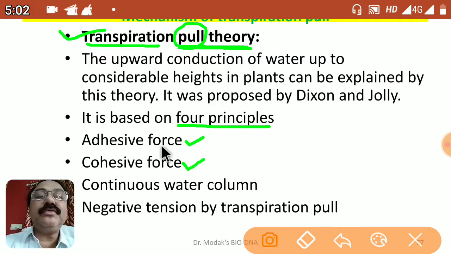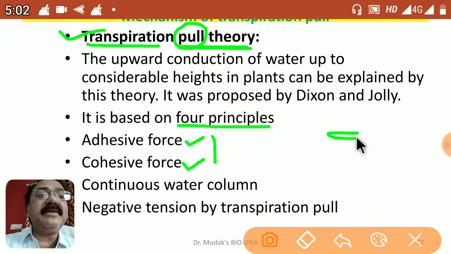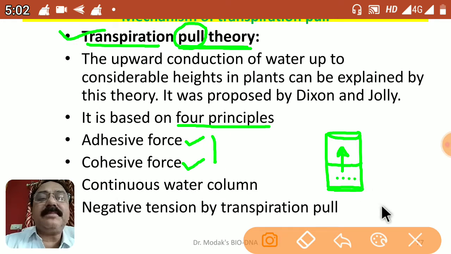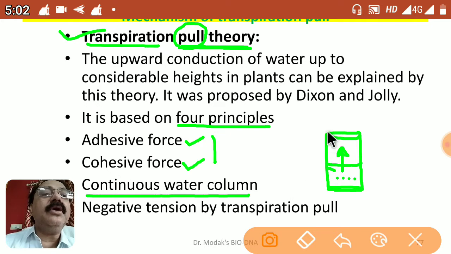And because of these two forces, try to understand, for example, if it is a tracheid and then there is water. Okay, imagine, when there is water moving in an upward direction, these water molecules are having a force of attraction toward the cell wall as well as between them, and because of this they form a continuous water column in all these tracheids.